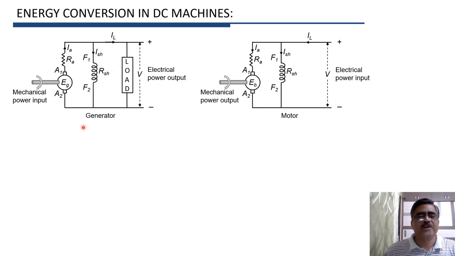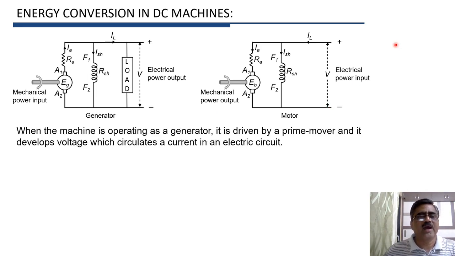We have studied two types of DC machines, DC generators and DC motors. Now, when the machine is operating as a generator, it is driven with the help of a prime mover. And when it is driven with a prime mover, voltage is developed in the armature. This voltage circulates current through the load, and therefore mechanical power gets converted into electrical power.